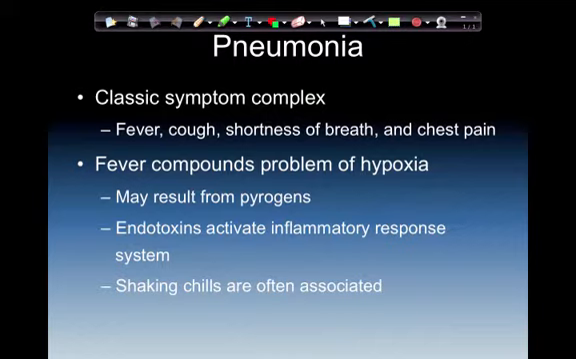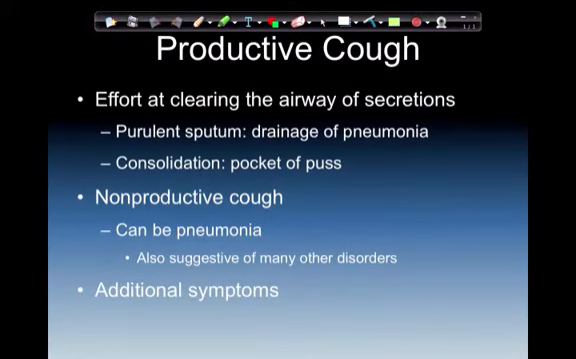Fever goes up, we get a higher temperature, and we get a right shift of the oxygen-hemoglobin dissociation curve. Productive cough is an effort at clearing the airway of secretions: purulent sputum, drainage of pneumonia. Now this would be pus essentially in the sputum, so very thick, viscous looking, smelly upon smelling it.